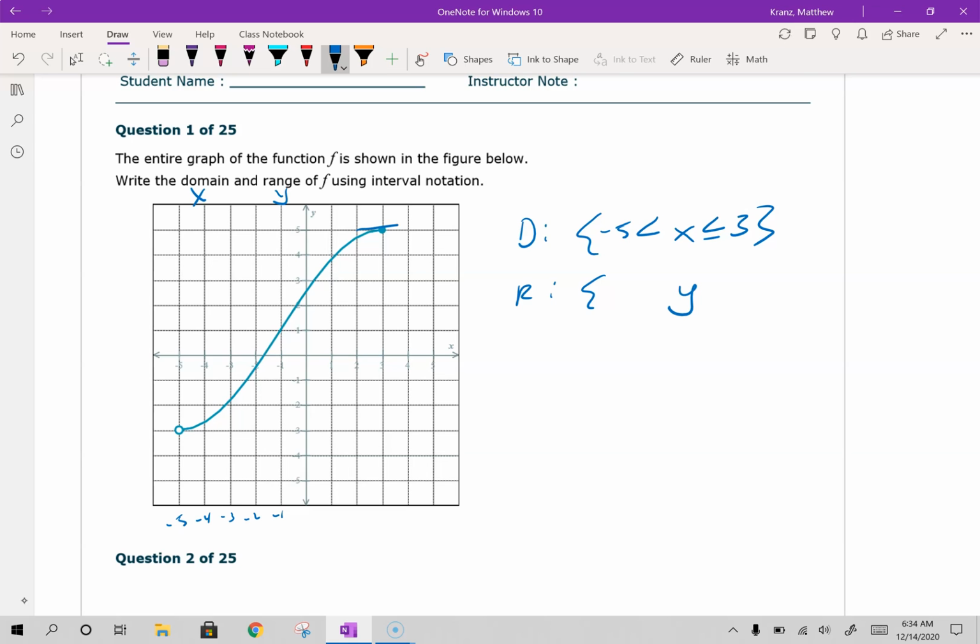Now we see that right here it's less than 5, but it's greater than -3. So we know that y is greater than -3, but y is less than or equal to 5, because of that filled in circle that's right here. And that's our domain and range.